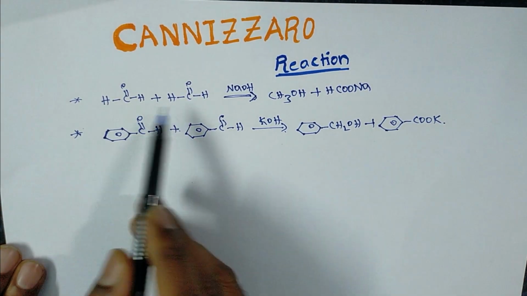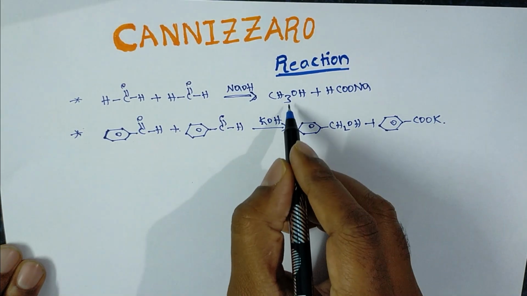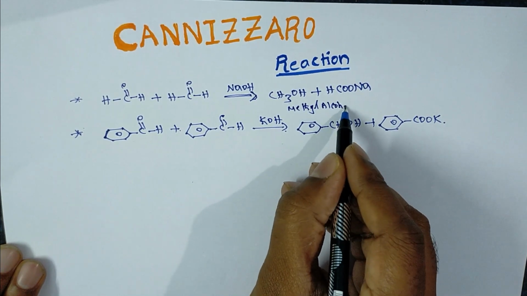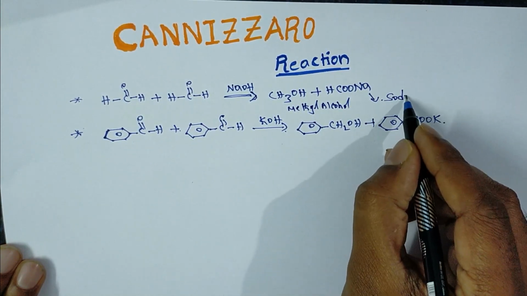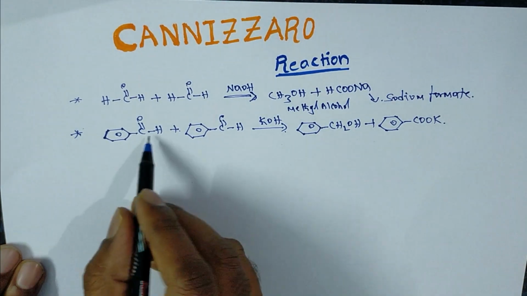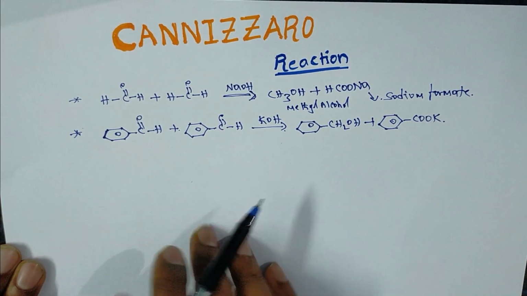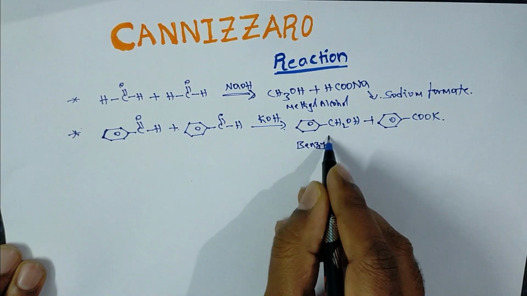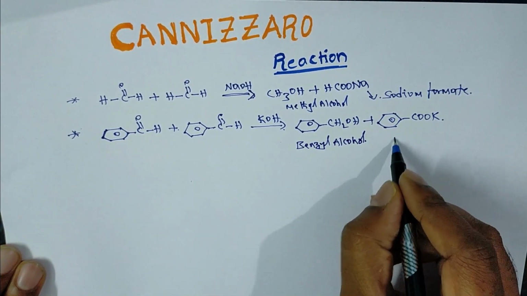Suppose you take 2 moles of formaldehyde and react with NaOH, here we get methyl alcohol and sodium formate. Suppose we take 2 moles of benzaldehyde and react with strong base potassium hydroxide, we get benzyl alcohol and potassium benzoate.